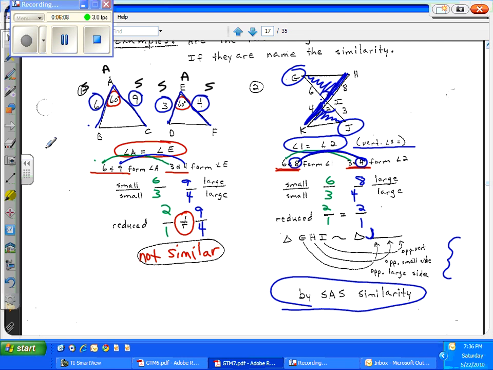H. H was opposite the smaller 6. The smaller 3 is here. Opposite that is K. So H and K go together because they're opposite these sides that we matched up as small and small. So H goes to K. And in the middle, we had those vertical angles, which are both I, so I goes to I. Everybody see how we named the similarity? Okay.